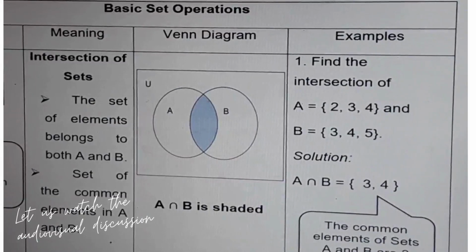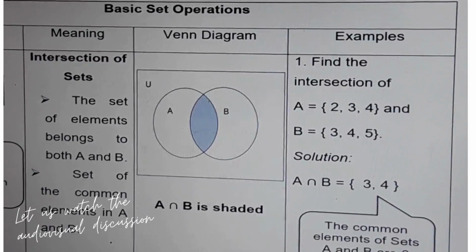Next, the symbol of a downward U, capital letter U. Considering again sets A and B, it is read as the symbol of intersection of sets. The intersection of sets is the set of elements that belong to both A and B, so the set of the common elements in A and B.